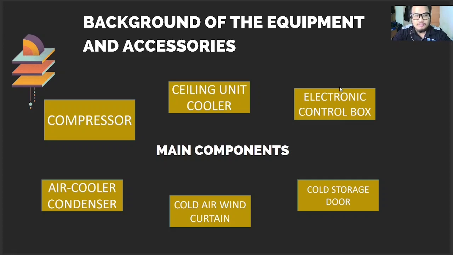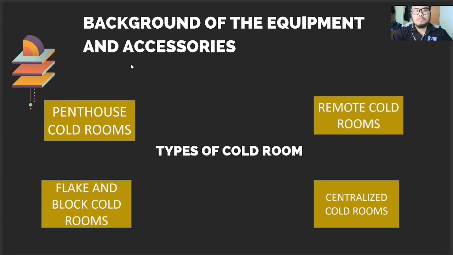Next is the background of the equipment and accessories. The cold room has 6 main components, which consist of the compressor, sealing unit cooler, electronic control box, cold storage, cold air wind curtain, and air cooler condenser. So for the next slides, there is more to know about the cold room.